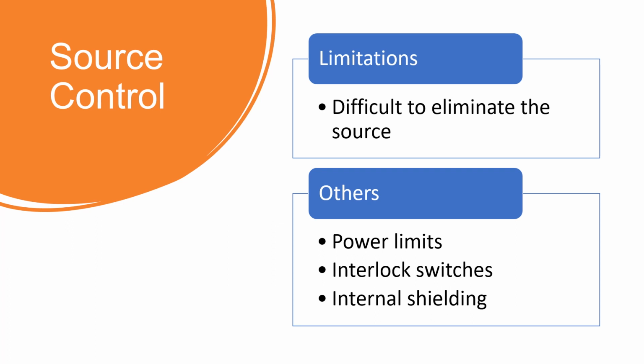We can also use interlock switches, which are switches that can be installed on machines to ensure that the machine or source of non-ionizing radiation shuts down if the setting is unsafe. And then finally, it's possible in some situations to install internal shielding to block radiation from exiting the source.